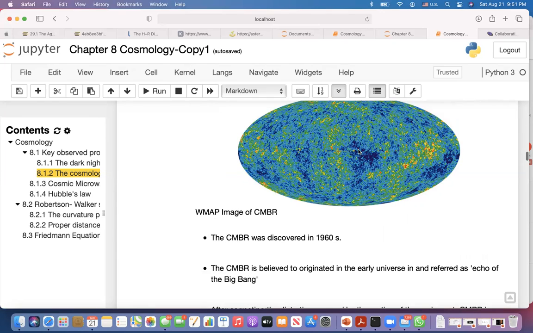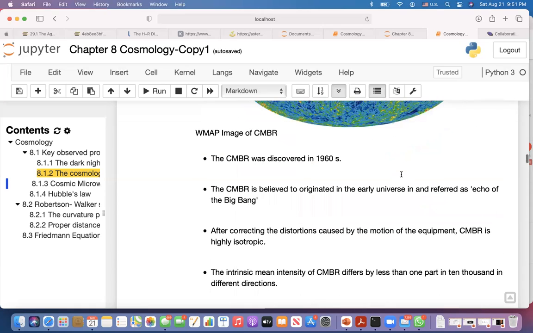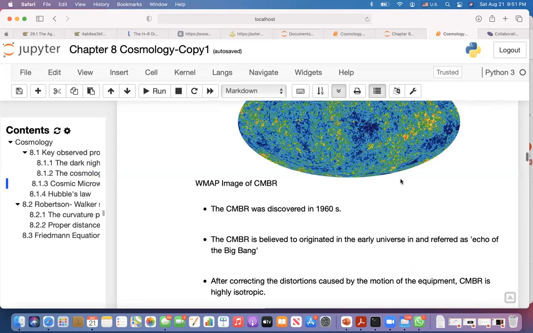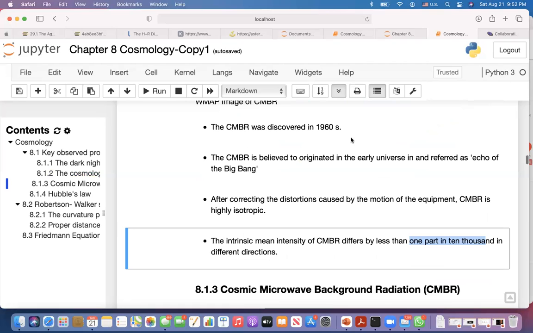And then you may be asking a question: even though I tell you that it looks the same in each and every direction, there are clear signs that you have different temperatures at different locations at certain points, right? It is true there are small variations like here, but look at the value of this variation. You can see that the intrinsic mean intensity of CMBR differs by less than 1 part in 10,000 in different directions, right? So the difference in this intensity is very, very tiny, which means you can neglect that and roughly estimate that you will have the same intensity everywhere. So that's why we say this is good evidence to claim that the universe is isotropic, right?